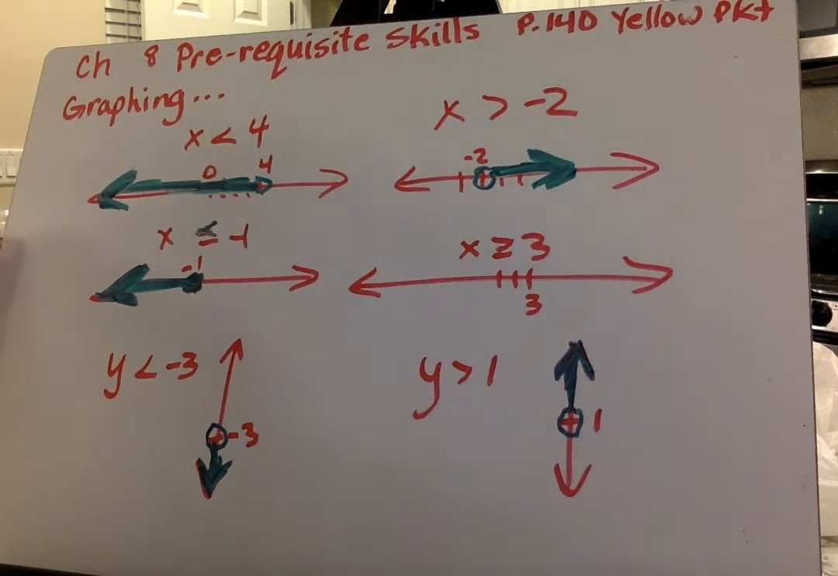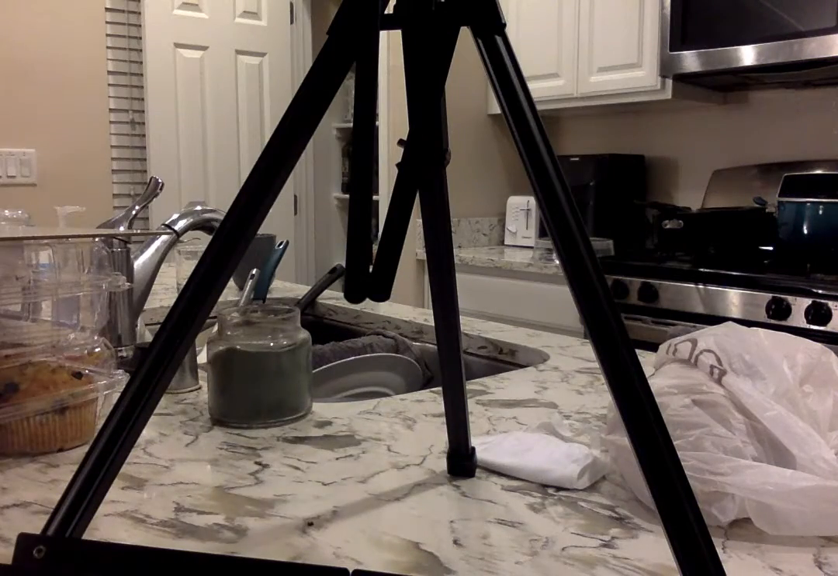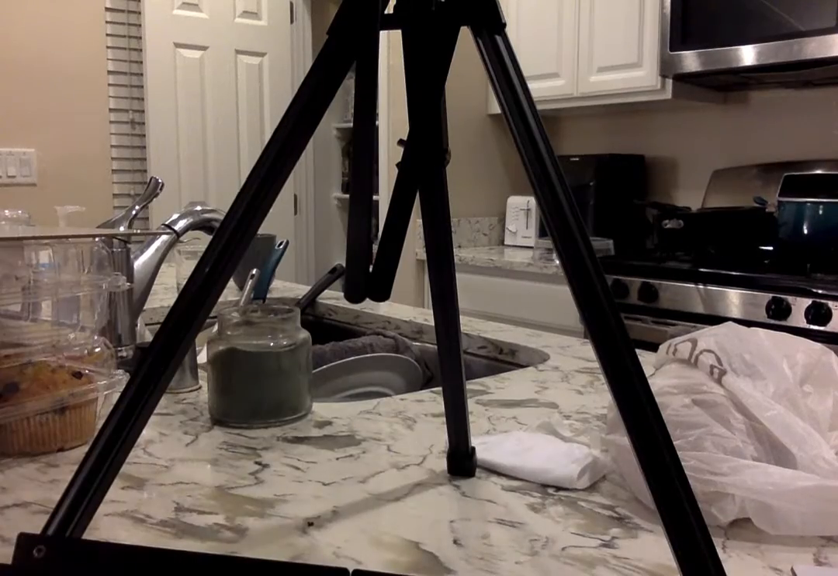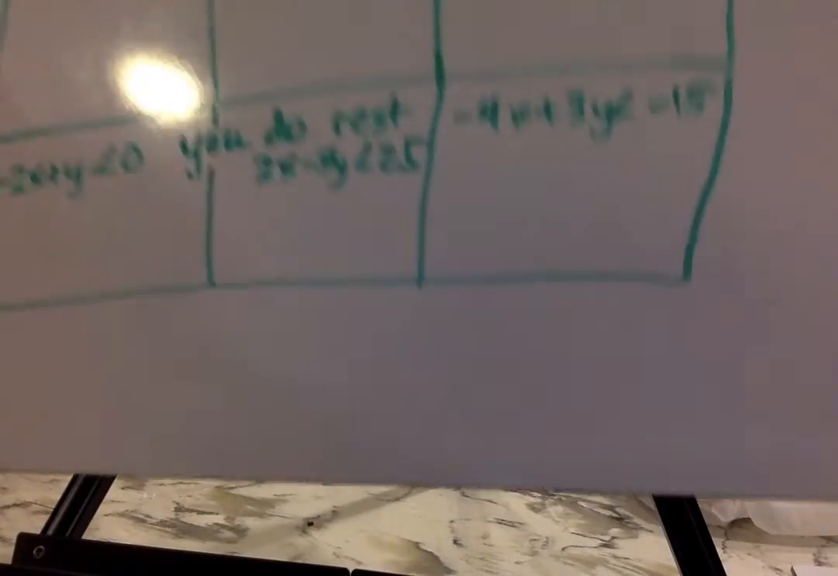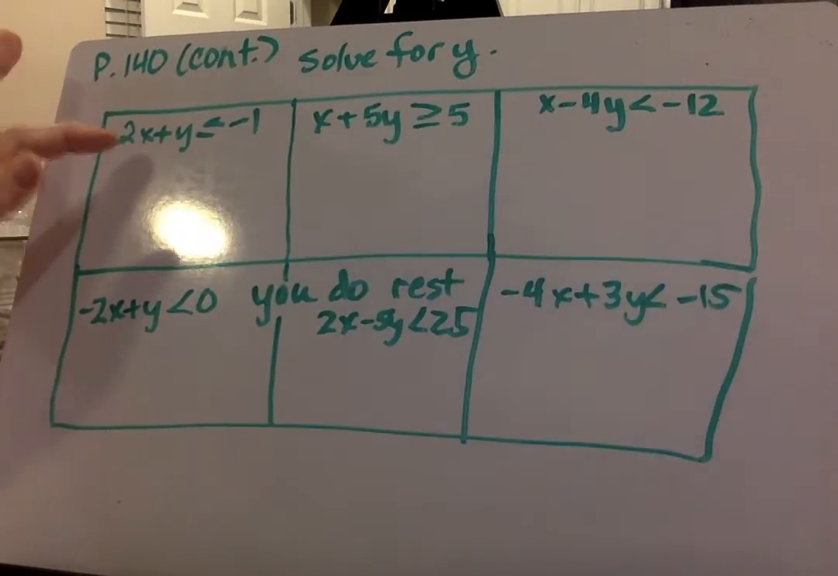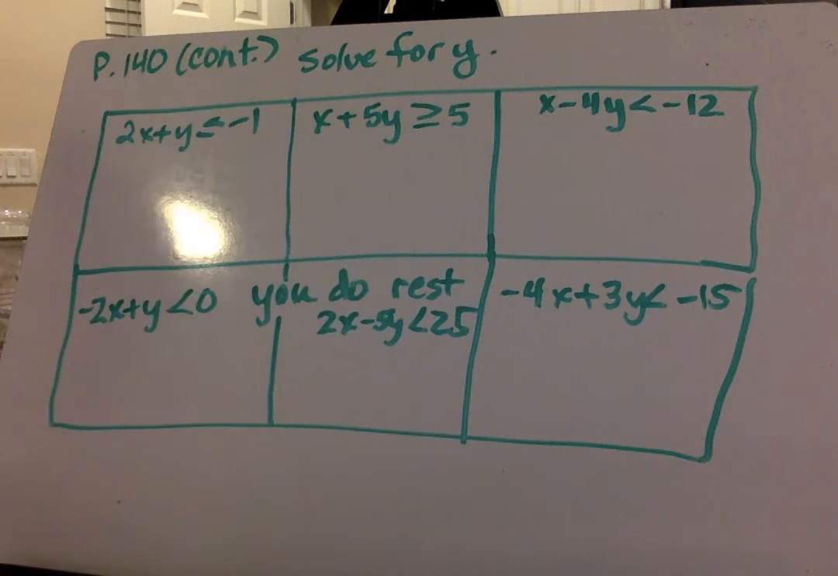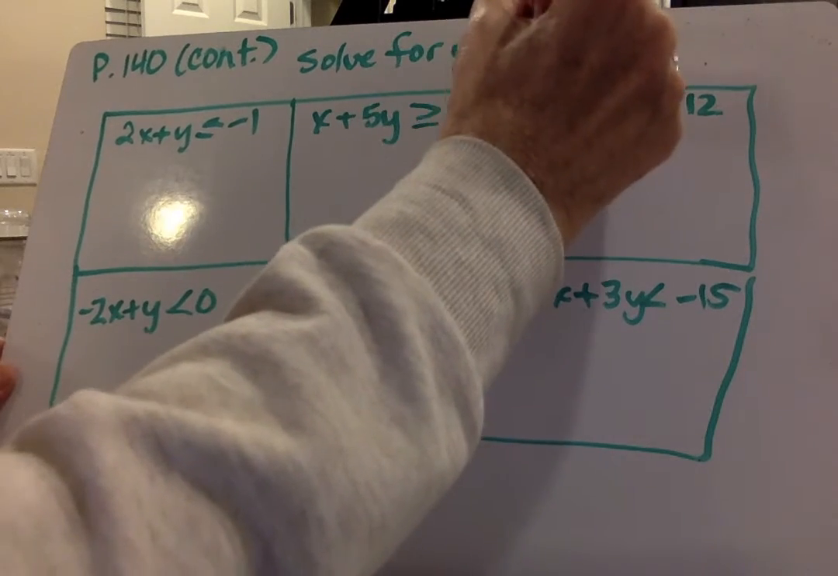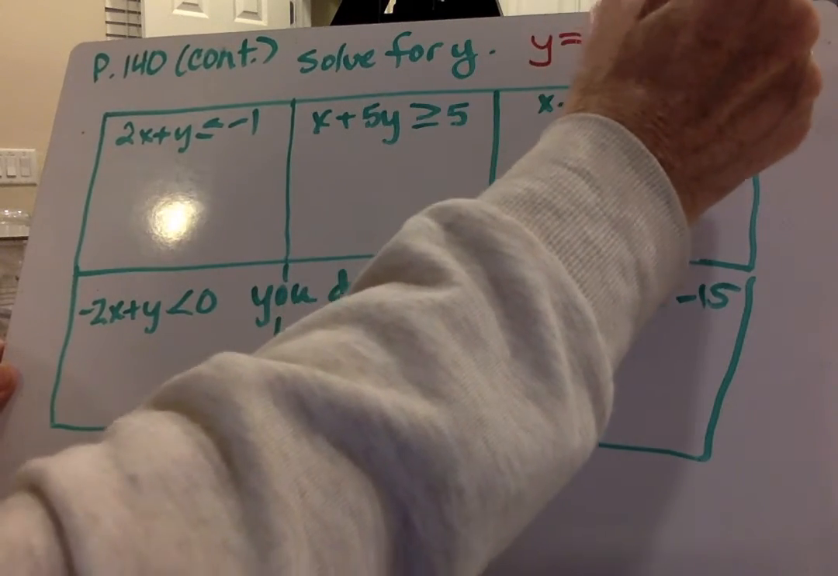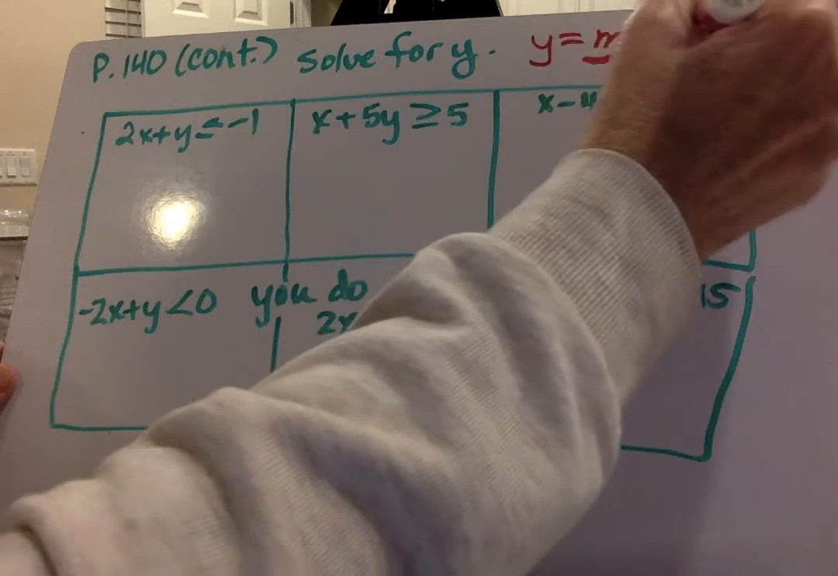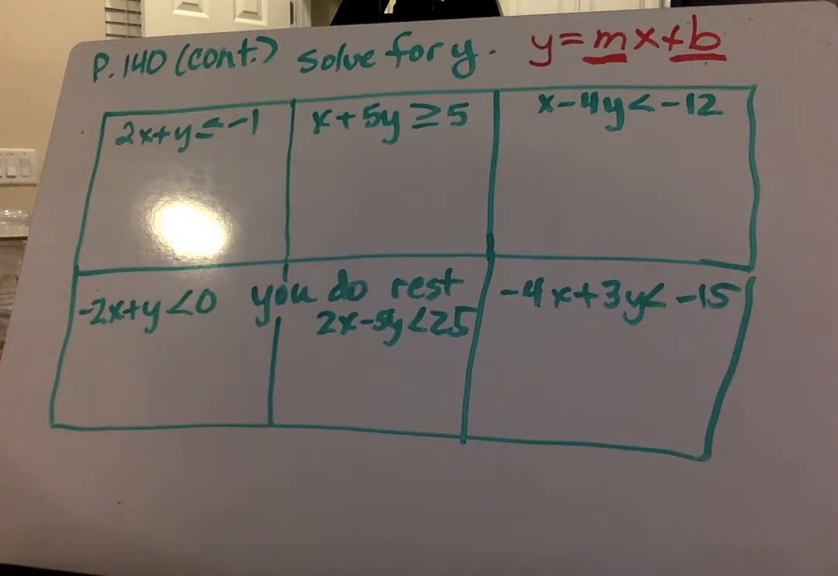Okay? Next, we're going to go on to solving for y. These equations are in standard form, which is ax plus by equals c, where they have the y right here with the x. So we need to get it in intercept form. Slope-intercept form means you solve for y. Because we want to get it in this form, y equals mx plus b, where m is the slope and b is the y-intercept. Okay?